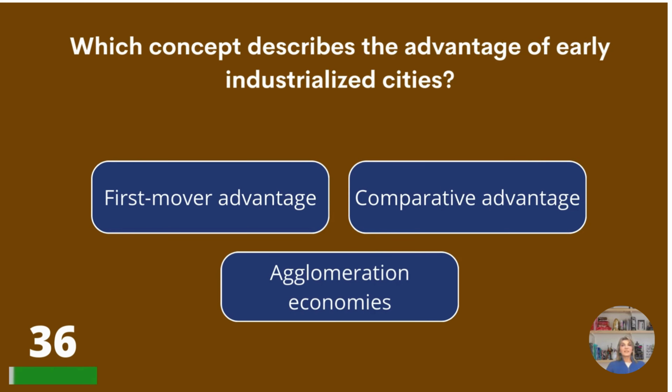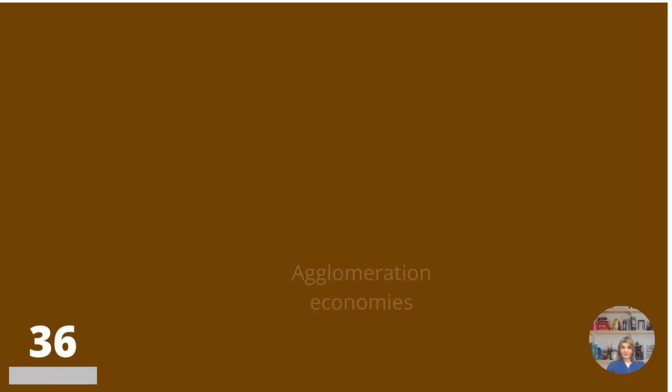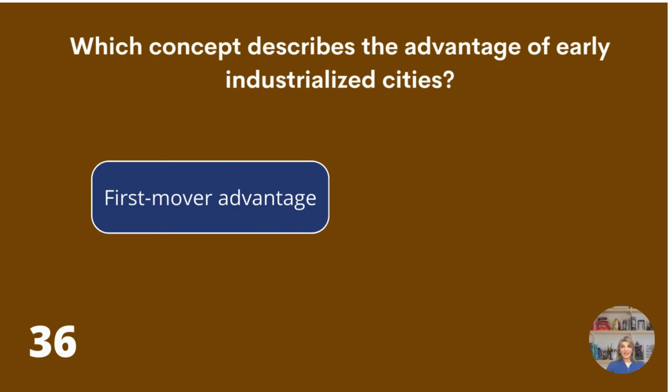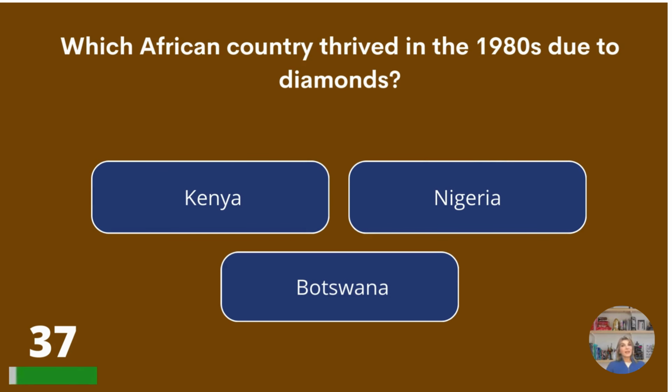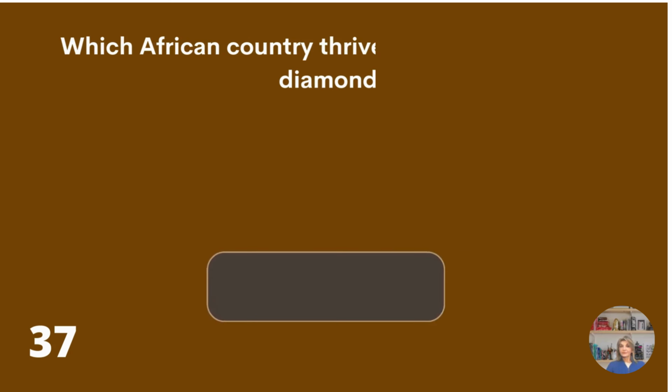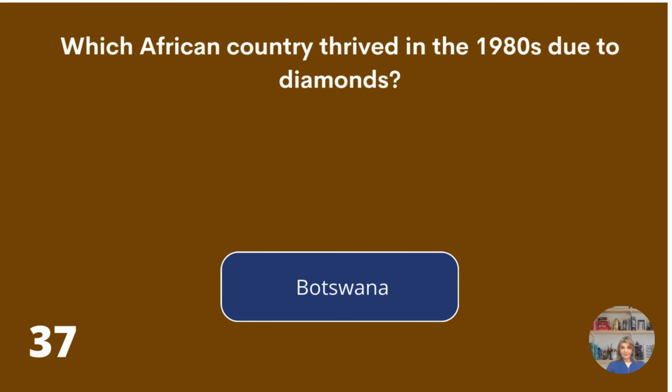Which concept describes the advantage of early industrialized cities? First mover advantage, comparative advantage, or agglomeration economies? First mover advantage. Which African country thrived in the 1980s due to diamonds? Kenya, Nigeria, or Botswana? Botswana.